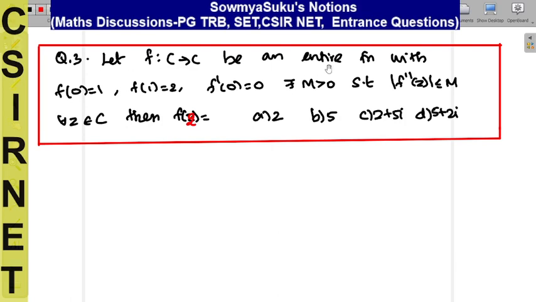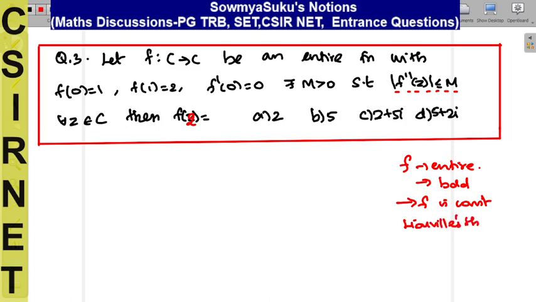So see here, f is an entire function. The second condition given says it is bounded, so the function is bounded. We know that if a function is entire and bounded, then f is a constant function by using Liouville's theorem. So definitely you can say that f is a constant. So option A or B is the right one.